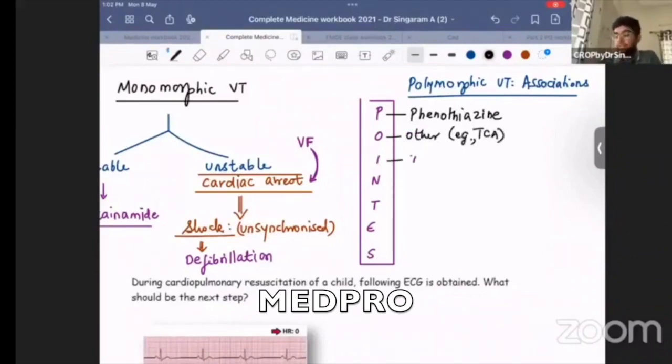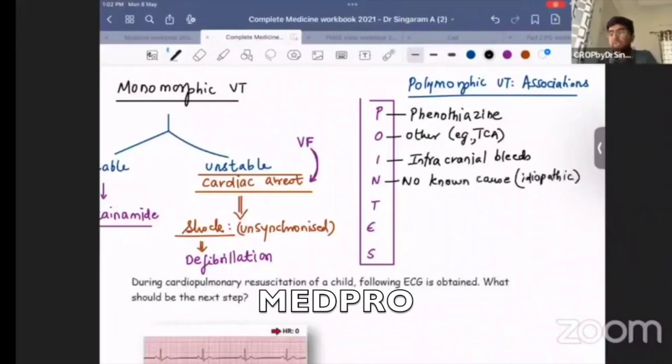I for intracranial bleeds. N for no known cause, meaning it's an idiopathic condition. T for some type of anticoagulants, sorry, not anticoagulants, antiarrhythmics. Some types of antiarrhythmics.